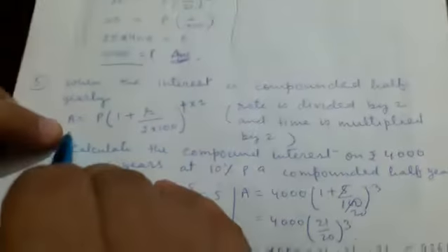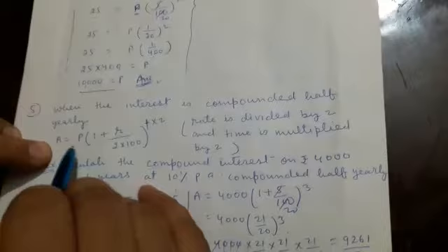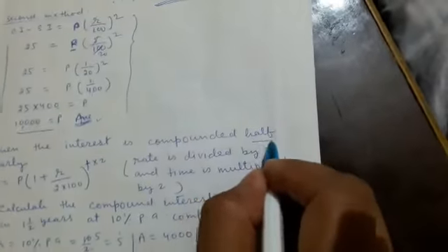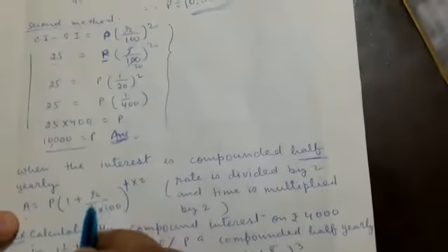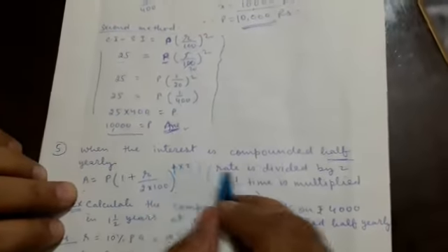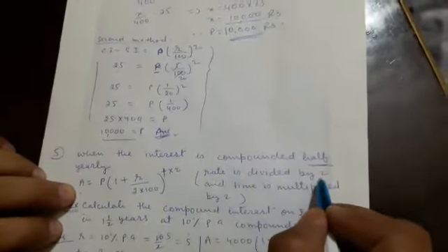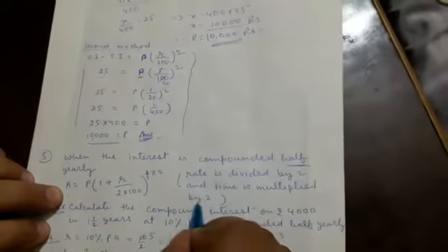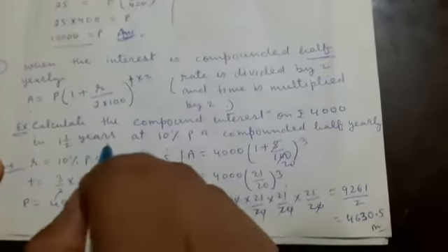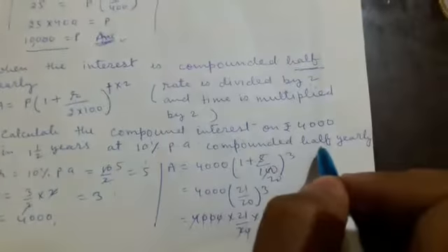Now question number 5: when the interest is compounded half yearly, how will we find the amount? Like this: A is equal to P into (1 plus R by 2 into 100) power T into 2. Here, the rate will be divided by 2 and the time should be multiplied by 2 in case of half yearly. For example, calculate the compound interest on 4,000 rupees in 3 by 2 years at 10% per annum, compounded half yearly.